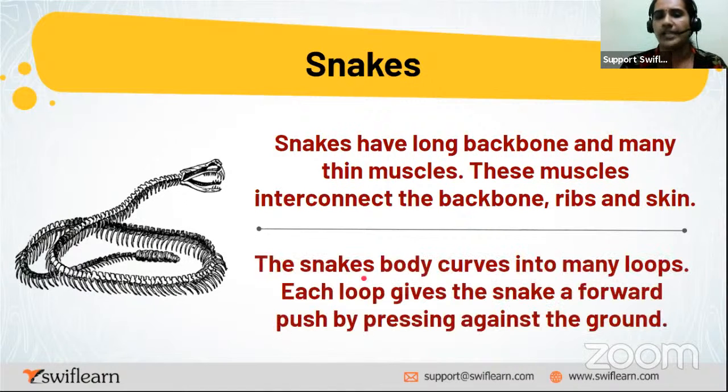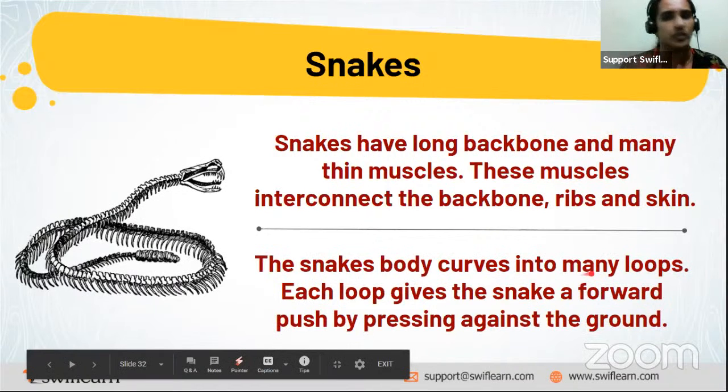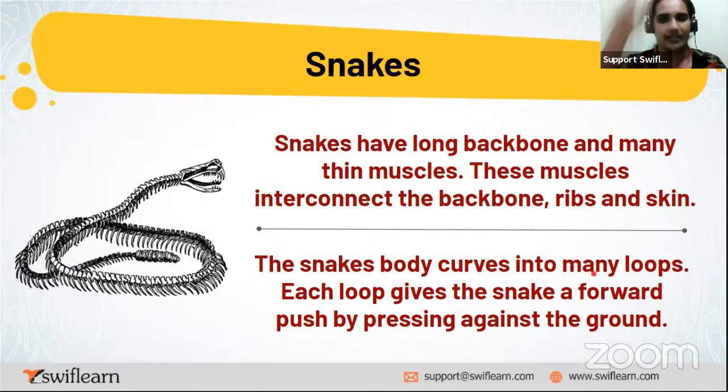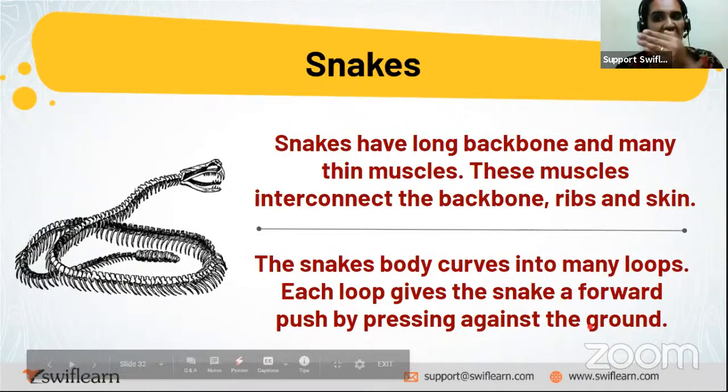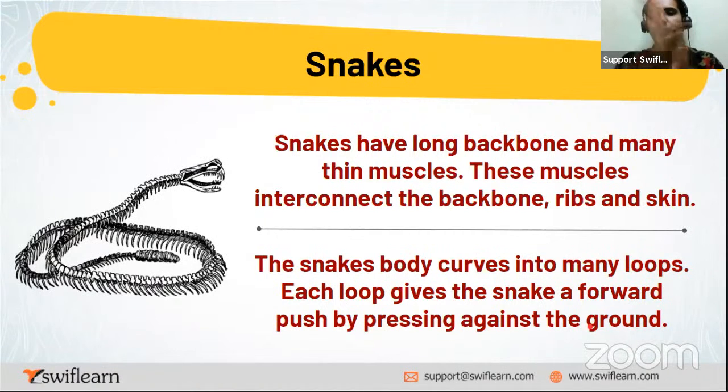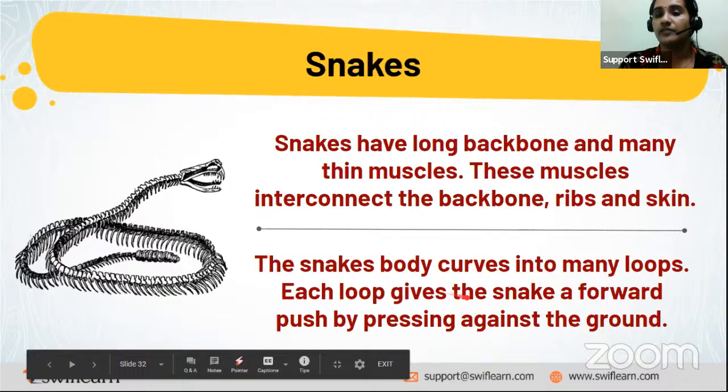The snake's body curves into many loops. You know how it was slithering. Each loop gives the snake a forward push by pressing against the ground. So what happened? It will form many loops, and each loop will be pushing it forward against the ground. So it gets a forward push by pressing on the ground. The snake's body curves into many loops. Each loop gives the snake a forward push by pressing against the ground.